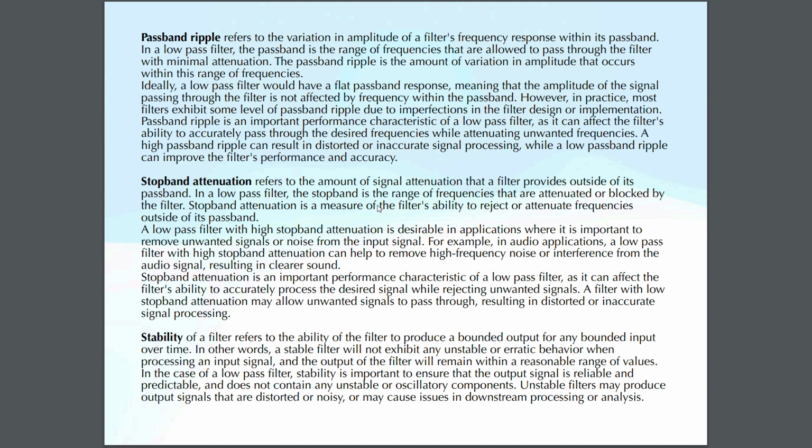Stopband attenuation refers to the amount of signal attenuation that the filter provides outside of its passband. In a low pass filter, the stopband is a range of frequencies that are attenuated or blocked by the filter. So this stopband attenuation is a measure of the filter's ability to reject or attenuate the frequencies outside its passband. And stability of a filter.